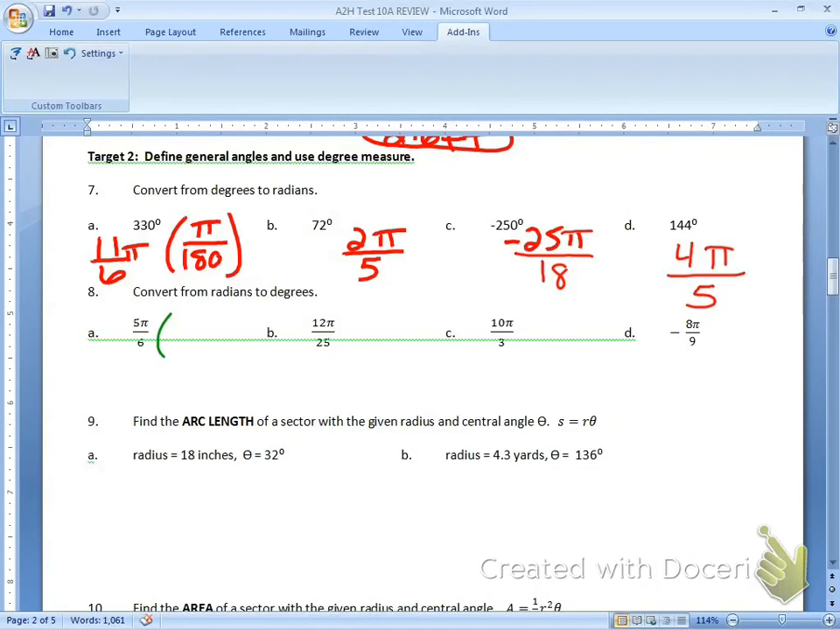So we're going to take each of these and we're going to multiply it by the reciprocal of this. So 180 over pi. When you do this, your pi's are going to cancel out. Yay. And then again, it's just calculator work. 5 times 180 and then divided by 6, we end up with 150 degrees. Doing the same thing for B is 86.4 degrees. C is 600 degrees. And D is negative 160 degrees.